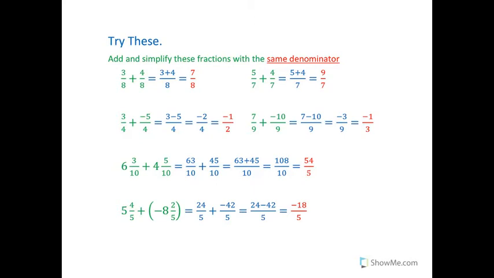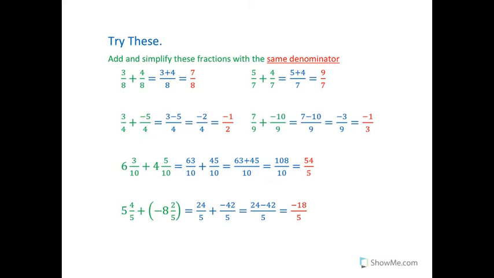Turn these into improper fractions. 6 times 10 is 60, plus 3 is 63/10. 4 times 10 is 40, plus 5 is 45/10. And then we add the numerators, 63 plus 45, and get 108. They're both even. Cut them in half, 54/5.